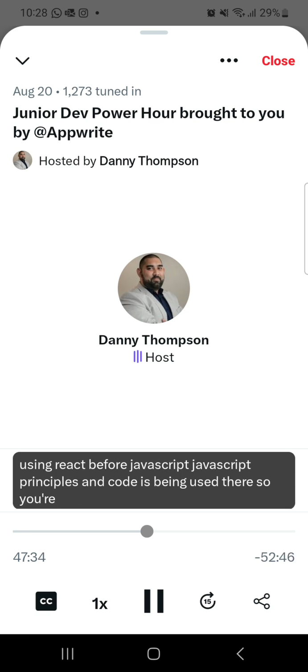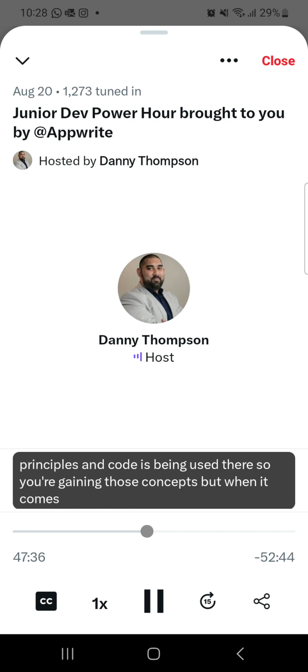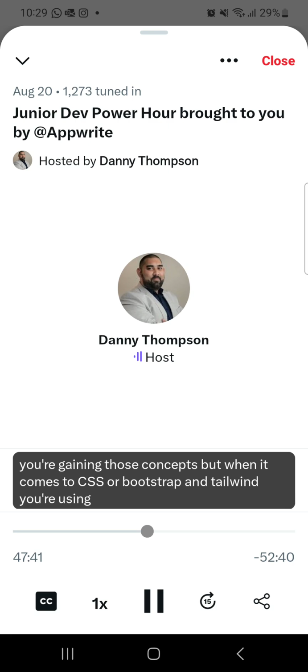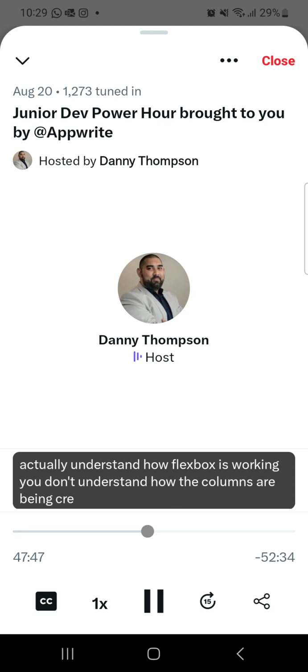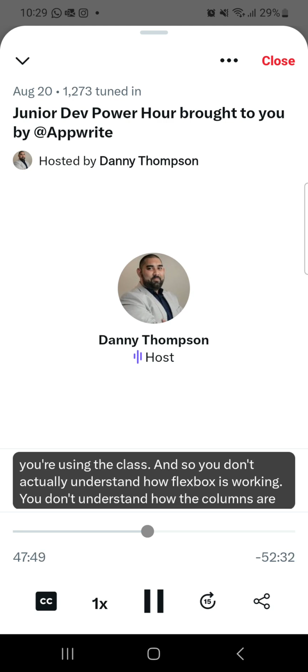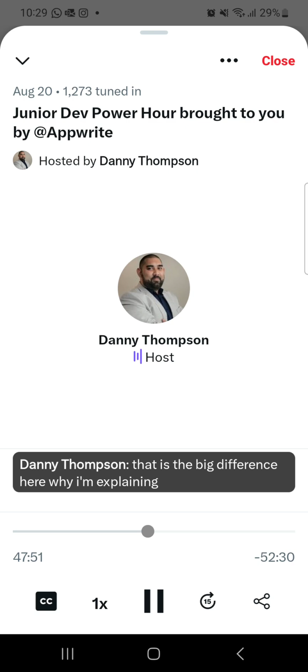So even though you're using React before JavaScript, JavaScript principles and code are being used there, so you're gaining those concepts. But when it comes to Bootstrap and Tailwind, you're using the class, and so you don't actually understand how Flexbox is working. You don't understand how the columns are being created. You don't understand how to control the grid. That is the big difference here, and why I'm explaining it that way.